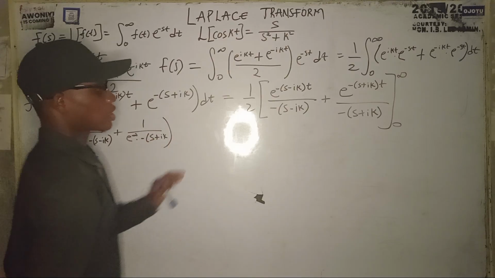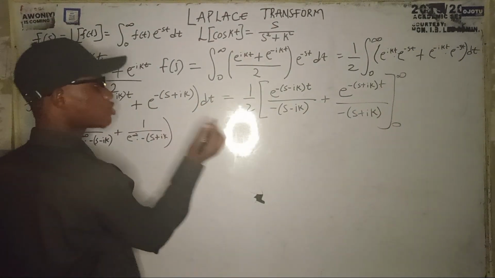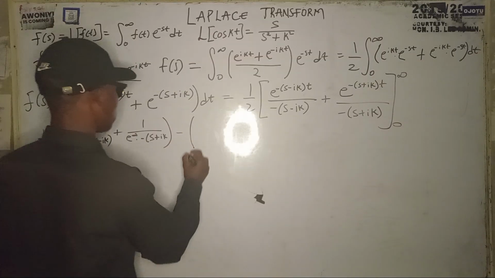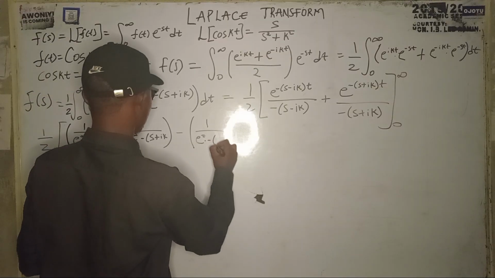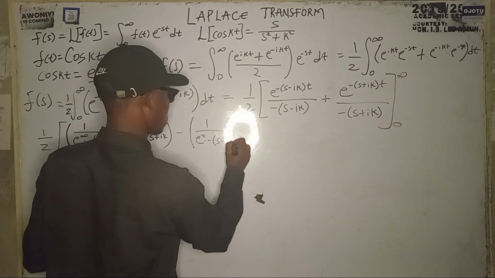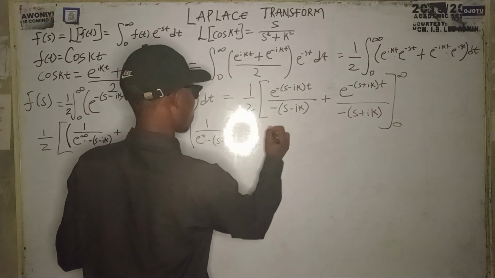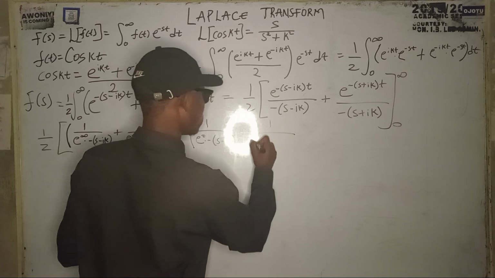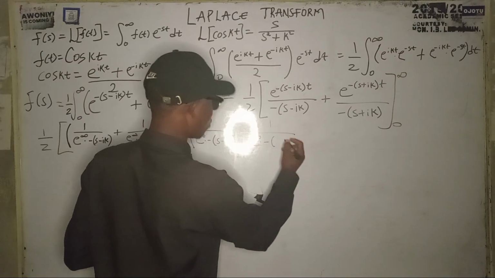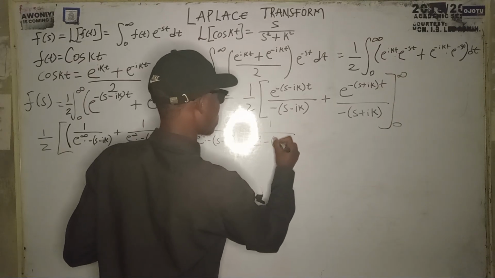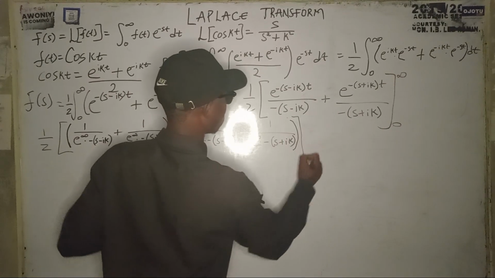We close our first bracket, that is when putting infinity into this, and now we put 0 into the value of t. So we have here 1 over e raised to the power 0 times minus into brackets s minus ik. Do it this way. Then we have plus 1 over e raised to the power 0, times minus into brackets s plus ik. Then we close our small bracket and our big bracket.